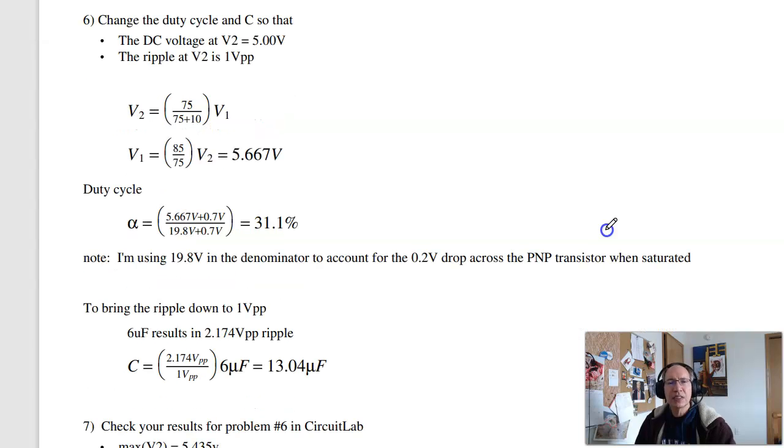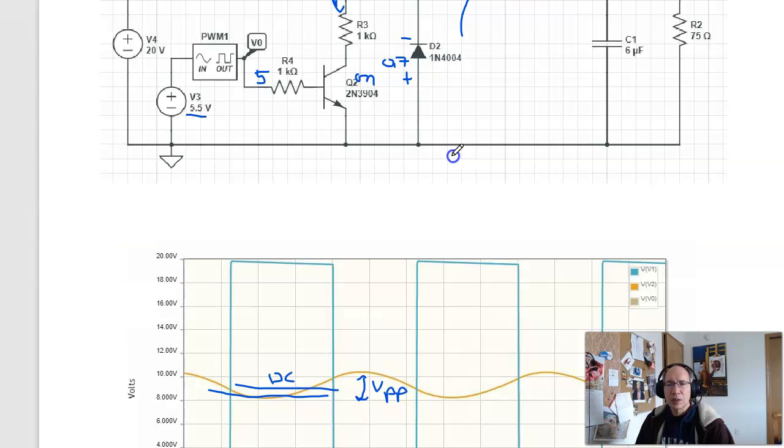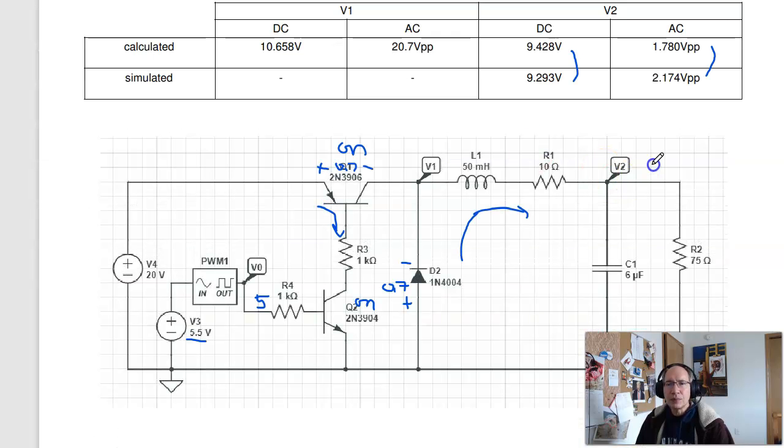Problem 6 is change the circuit so that the voltage at V2 is 5 volts and the ripple is 1 volt peak to peak. To set the voltage to 5 volts, what I need to do is change the voltage at V1. Let's go up a bit. So if this is 5 volts DC, I've got a voltage divider. V1 has to be a little bit higher than 5 volts so that by voltage division, V2 is 5.